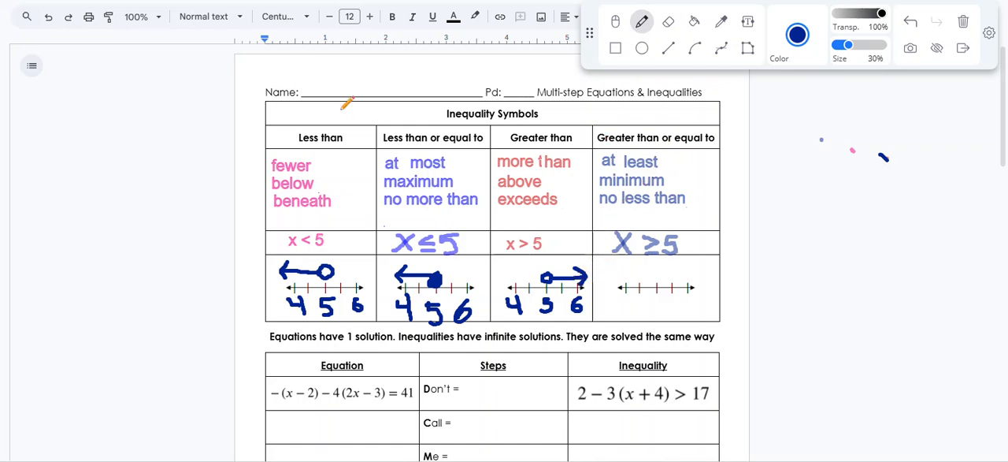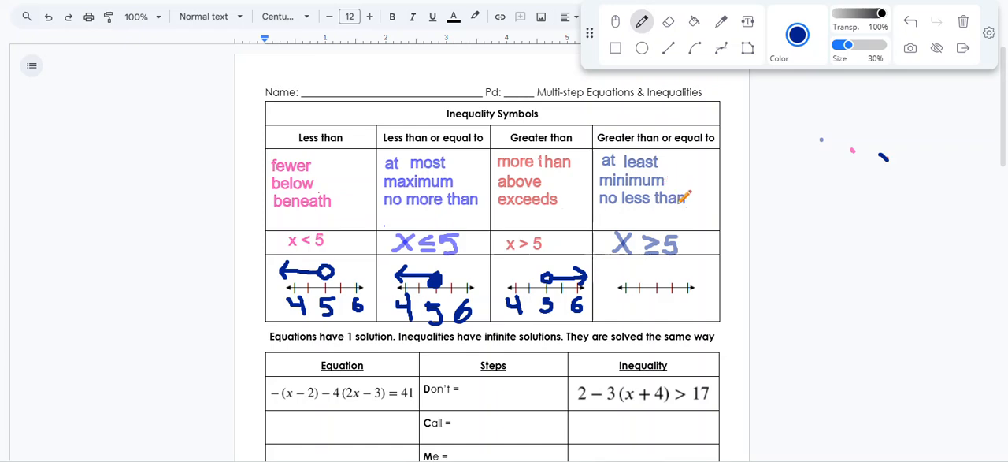And the last one is greater than or equal to. Some words you could hear for that are at least. To be able to vote, you have to be at least 18 years old, right? So that means you have to be 18 or older. Minimum. The minimum drinking age is 21 in the United States. So you have to be a minimum of 21.